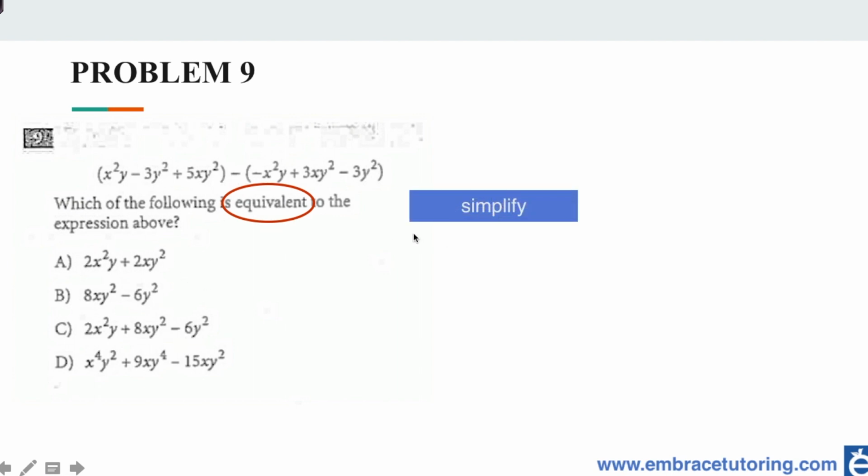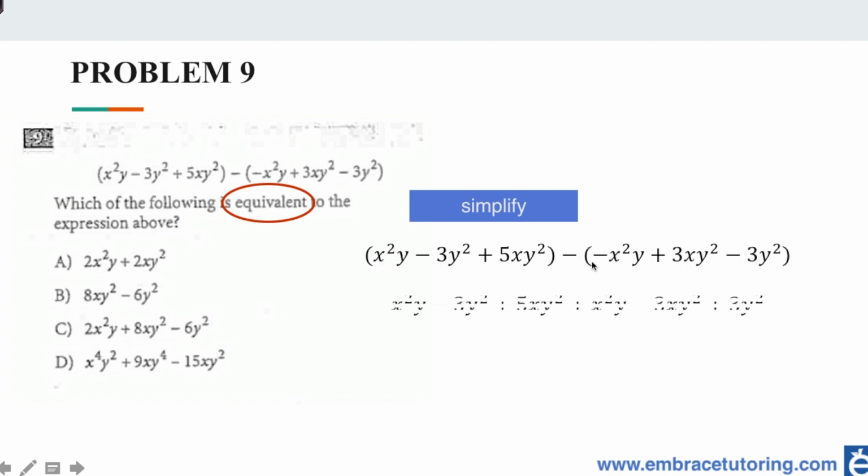That's exactly what I'm going to want to do, is attempt to simplify. I definitely want to pay attention to the negative on the outside, because when I carry this negative through to each of the variables inside here, I'm going to end up getting a positive x squared y when I do negative to a negative. And then when I do negative to a positive here, I'm going to get minus 3xy squared. And then when a negative to another negative, I'm going to get a positive 3y squared.